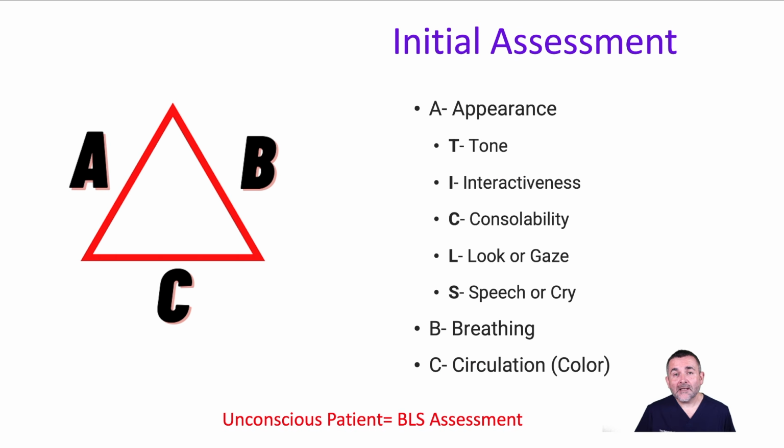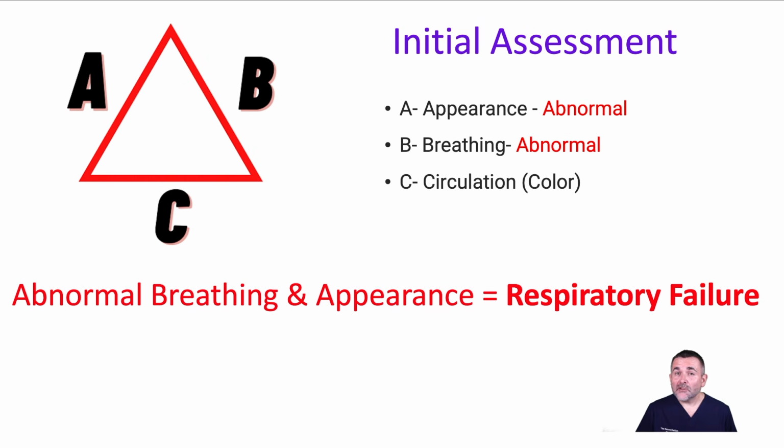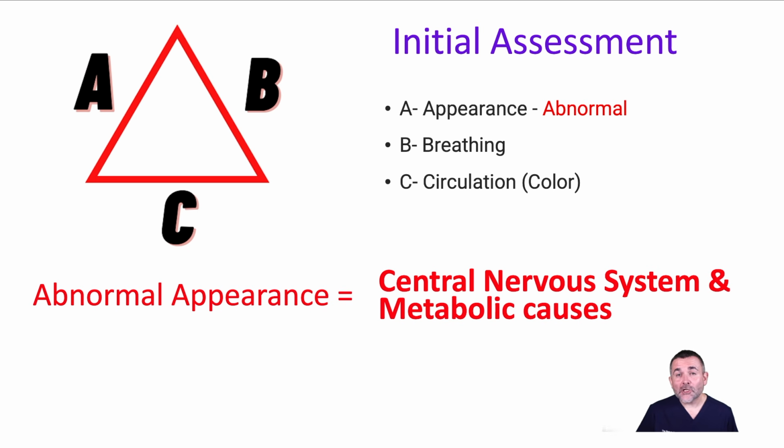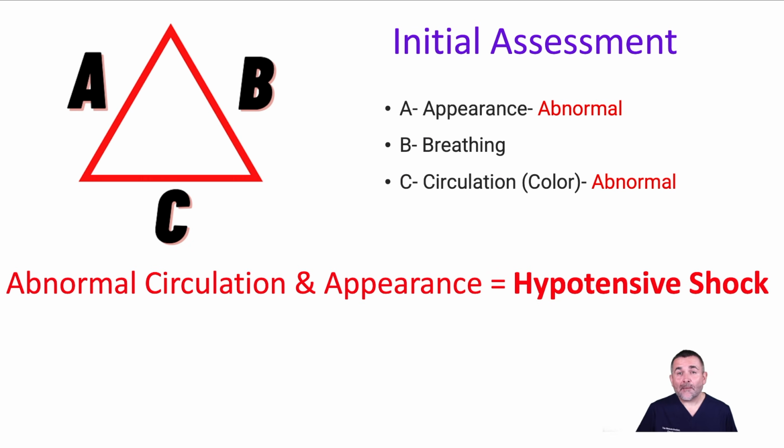Here is how to put it all together. If the child has abnormal breathing only, think respiratory distress. If the child has abnormal breathing plus an altered appearance, think respiratory failure. If the child has only abnormal appearance, think central nervous system or metabolic causes. If the child has only abnormal circulation, think compensated shock. If the child has abnormal circulation and appearance, consider hypotensive shock.